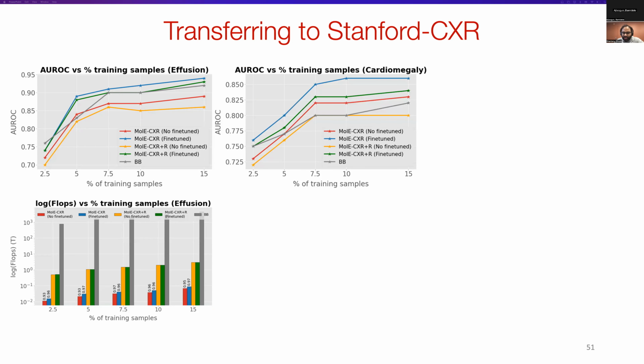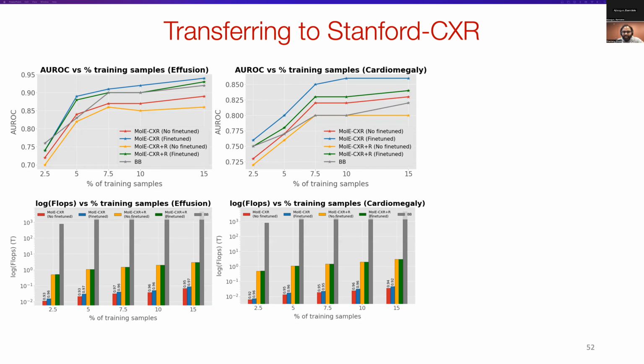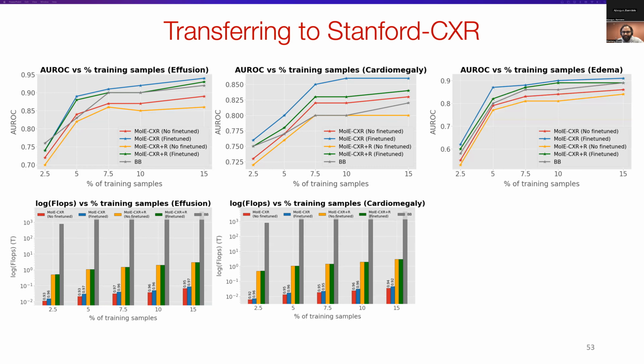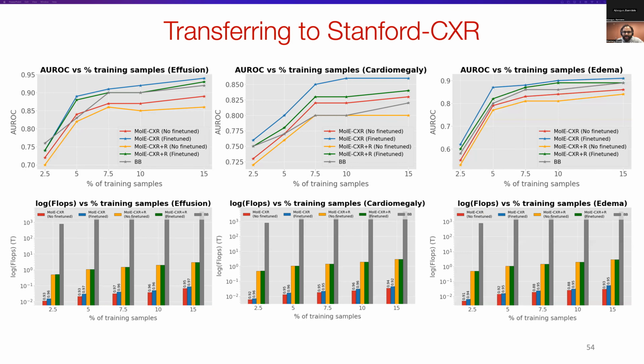And this actually continues for all the remaining diseases for Stanford. For example, in cardiomegaly, I think the performance gain we observed is highest, where the black box plot is this, and our interpretable models' performance is this.